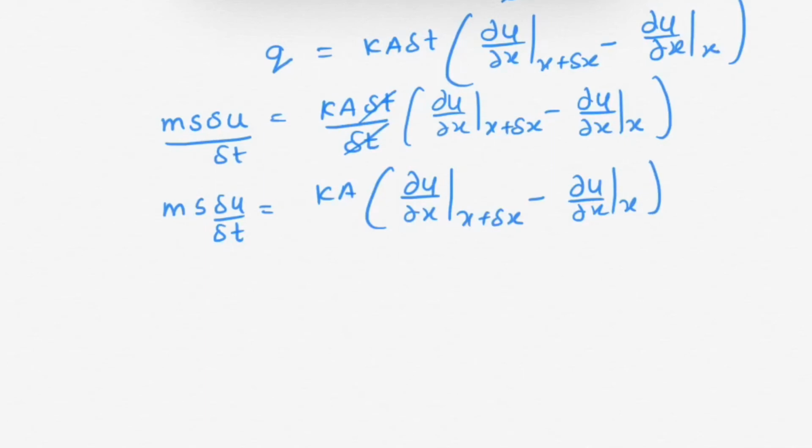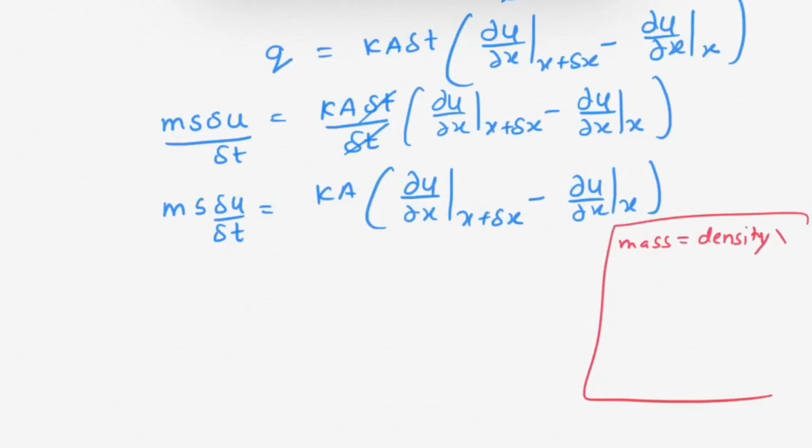Now let's find the mass m of rod PQ. We know that mass equals density into volume. Suppose the density of the rod is rho, and the volume of element PQ will be cross section area A into the length of element PQ, and the length of element PQ is delta X. So this is small m.